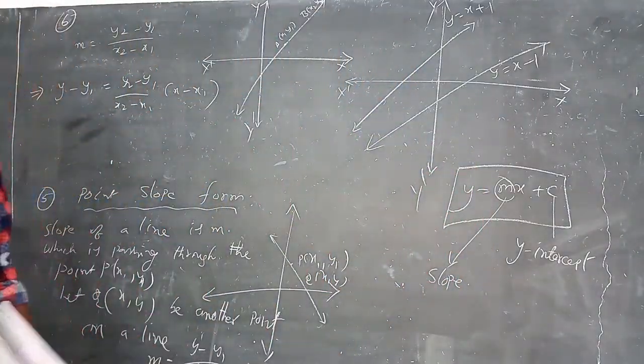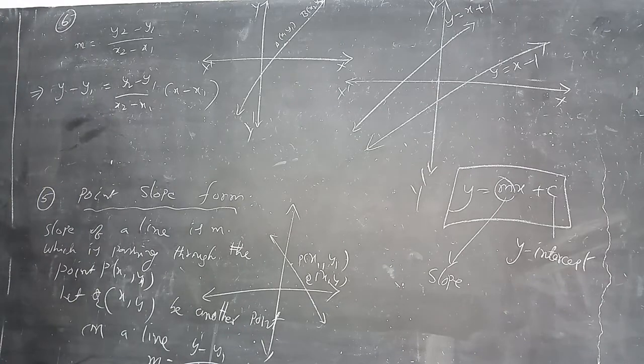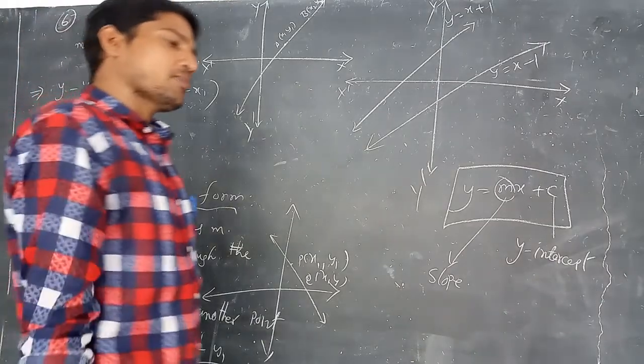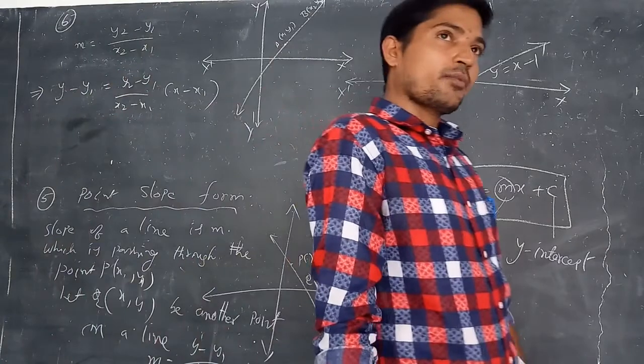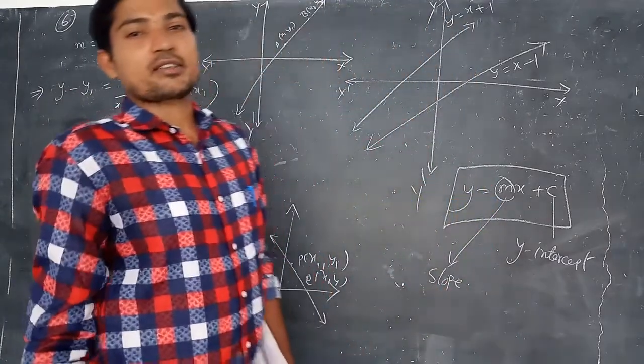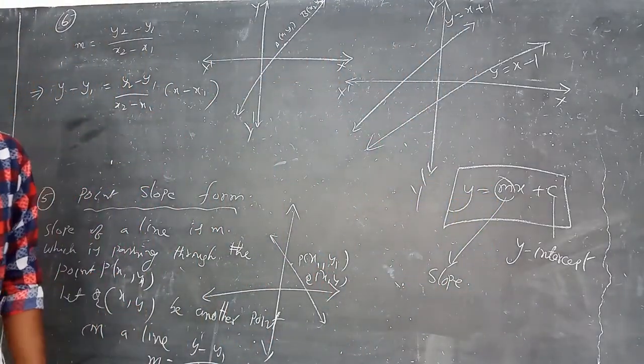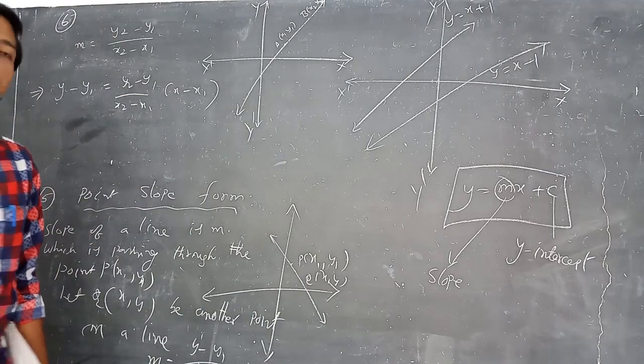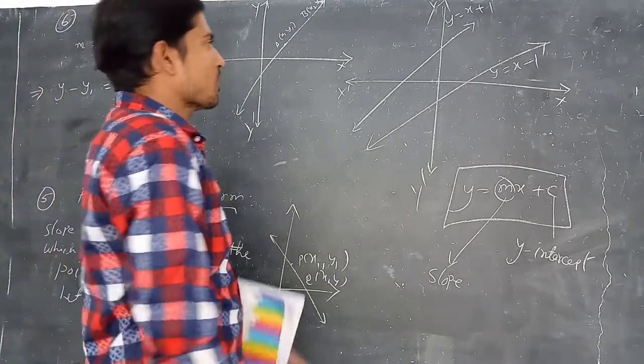The slope of a vertical line is not defined. At the same time, the slope of a line parallel to the y-axis is also not defined. The slope of the x-axis is 0. At the same time, the slope of a line parallel to the x-axis is also 0. Next.